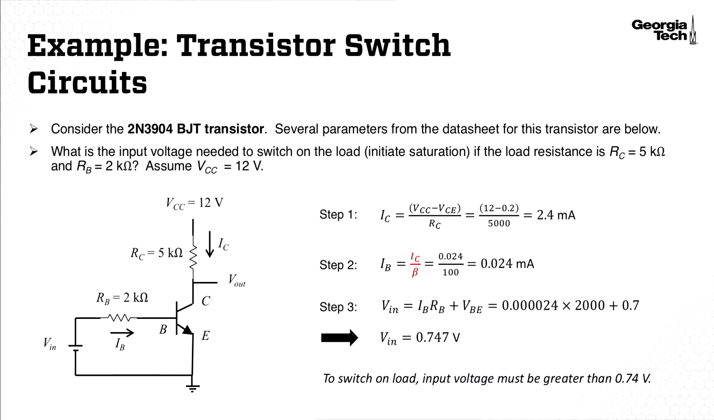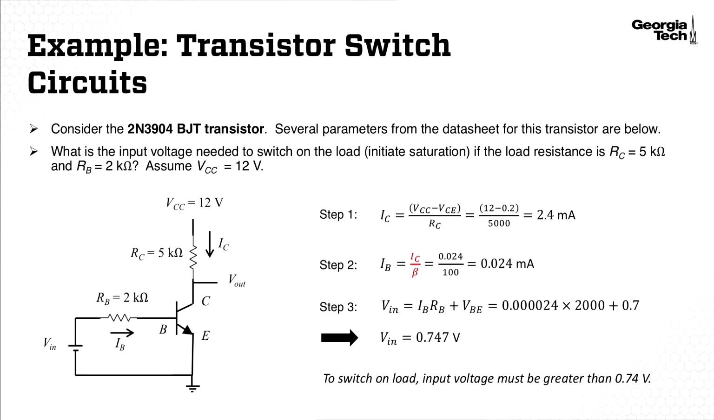Solving these equations that we had in the previous slides, we start with the load current IC, which is equal to the supply voltage minus the voltage drop from the collector to the emitter, divided by the load resistance, and that gives us 2.4 milliamps. Then we can use that relationship between the base current and the collector current to obtain the base current of 0.024 milliamps, and that's quite a small current.